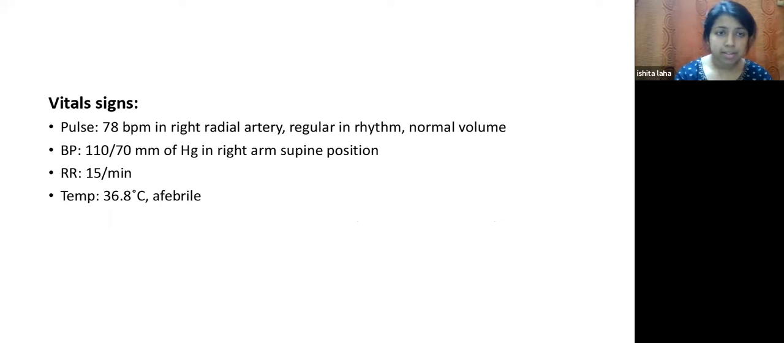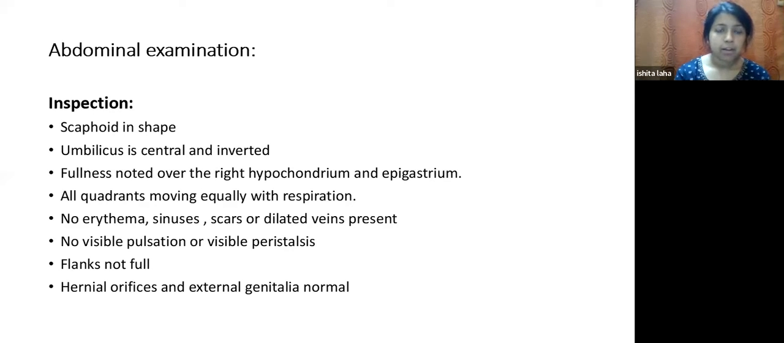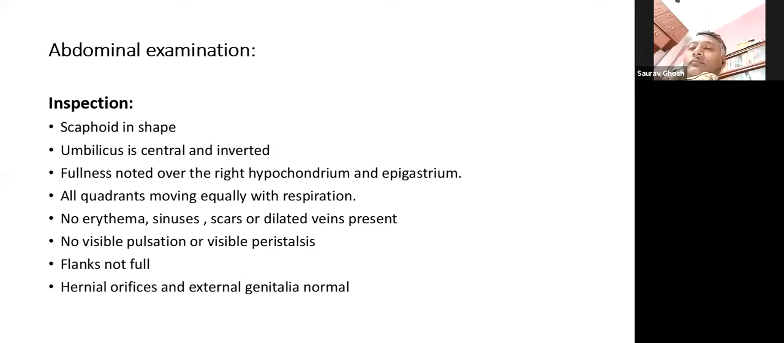On vital signs: pulse of 78 beats per minute in the right radial artery, regular rhythm, normal volume, with a BP of 110/70 millimeters of mercury in the right arm supine position, respiratory rate of 15 per minute, and afebrile. On abdominal examination, can you tell me what are the stigmata of chronic liver disease?